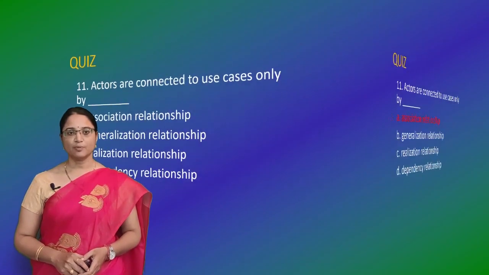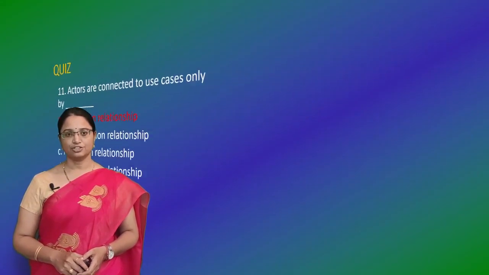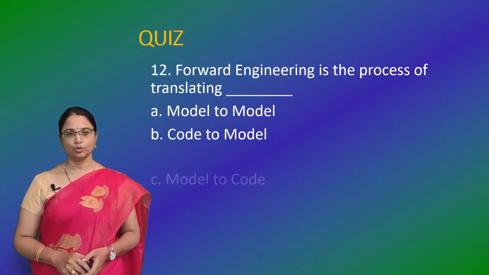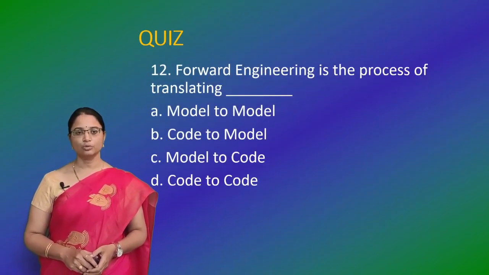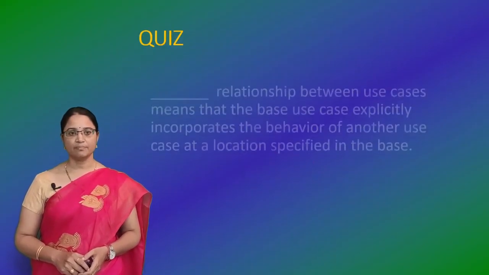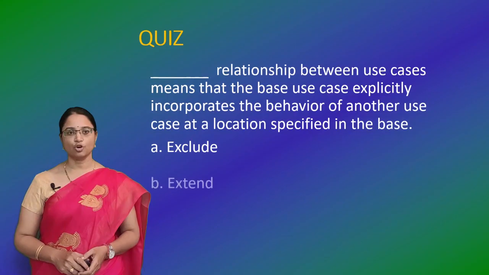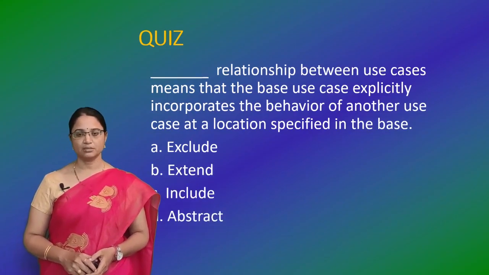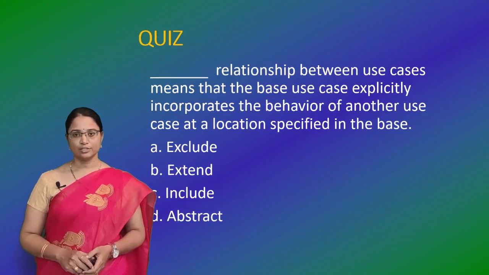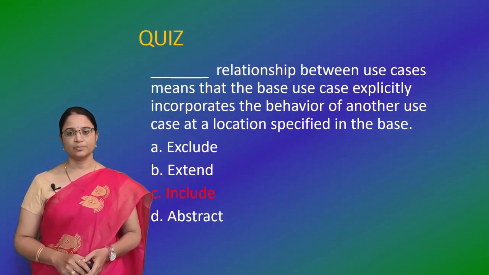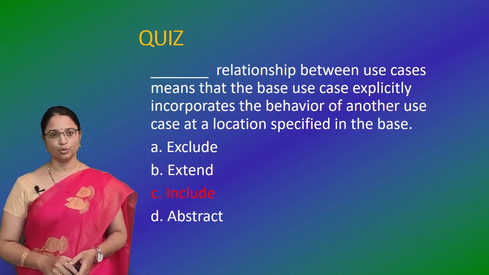Forward engineering is the process of translating dash. Options: model to model, code to model, model to code, code to code. That is model to code. Dash relationship between use cases means the base use case explicitly incorporates the behavior of another use case at a location specified in the base. The options are exclude, extend, include, abstract. The answer is include.